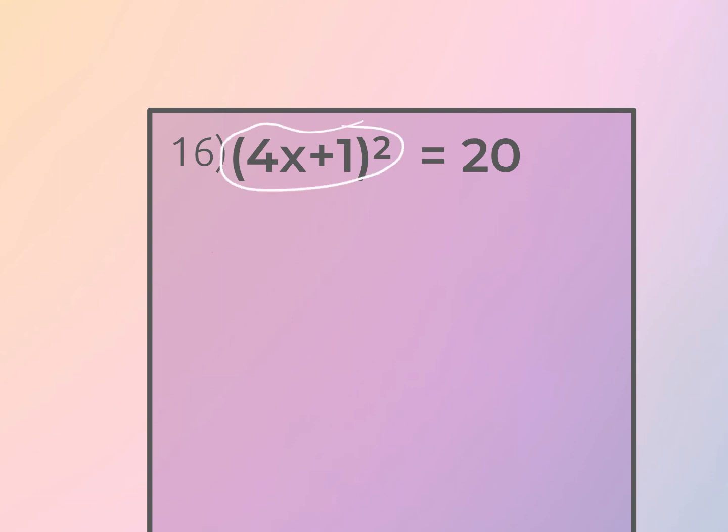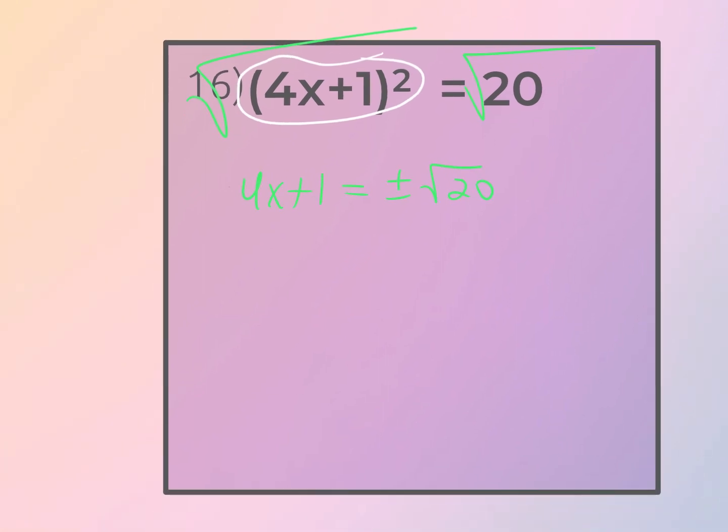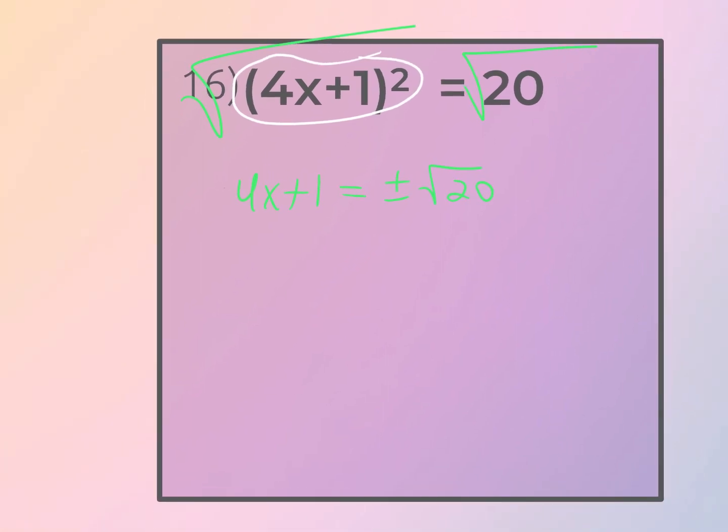So what am I going to do? I'm going to take the square root of both sides. So I'm left here with 4x plus 1 equals what? Plus or minus, perfect, the square root of 20. Now, does 20 break down? Yes. Don't worry about it right this second. We'll do it at the end. Because we're trying to get x all by itself, correct? So if I'm going to isolate x, what do I do first? We're going to subtract 1.